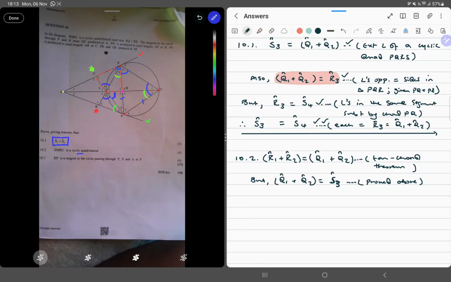Okay, so now what are we getting to? We know without a shadow of a doubt that also S3 is equal to angle S4. Maybe let's write properly, guys. Ooh. Also, we know that angle S3 is equal to angle S4. Again, we've proved it above.